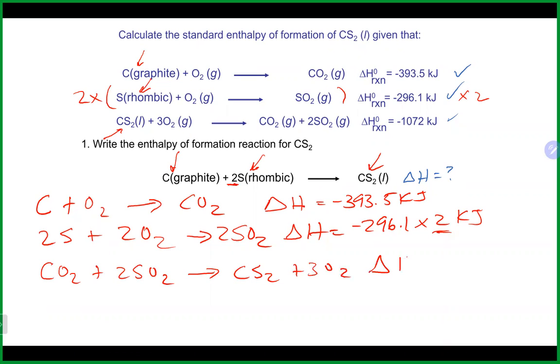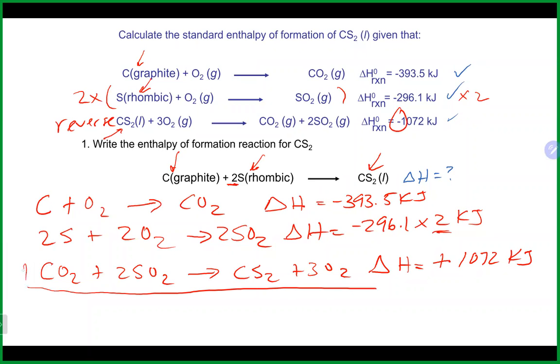And because I reversed it, this sign will now become positive 1072. So positive 1072 because I reversed it. So I need to reverse that reaction, right? Any questions on that there? Again, at this point, we should be done.